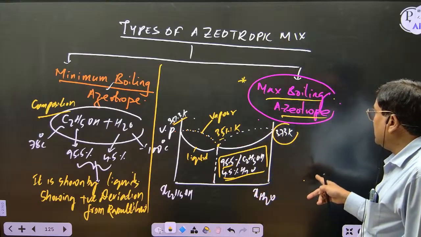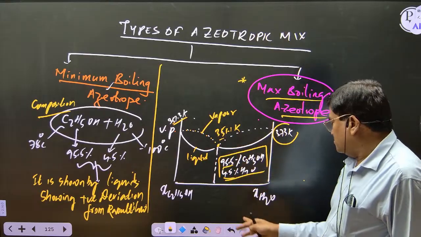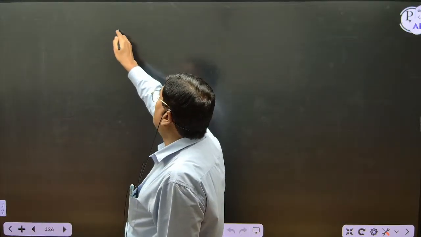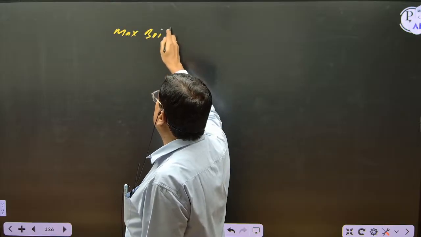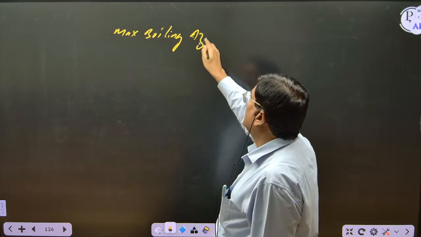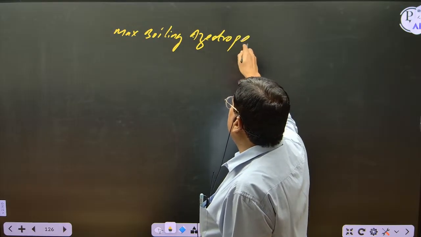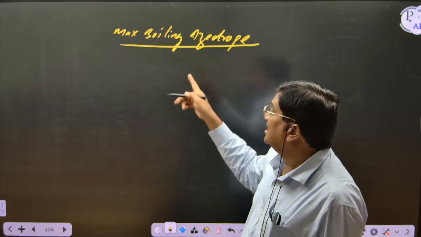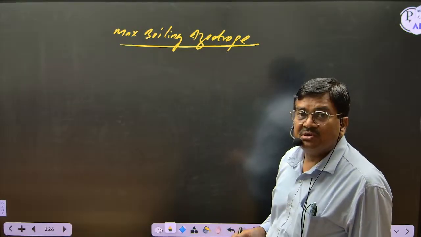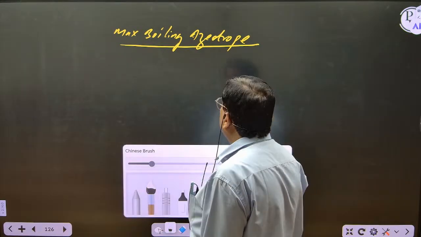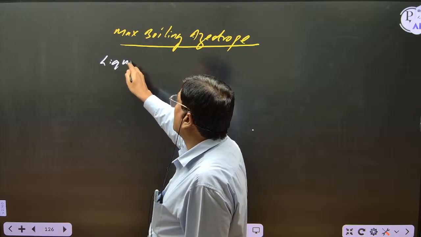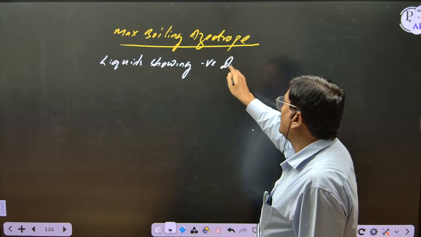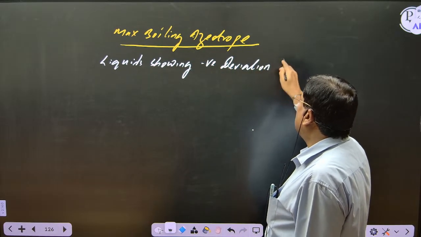So I will write it on the next page. If you have done this, I will move to the next page. Write: negative deviation, maximum boiling azeotrope. Now observe here, all of you. Why are we calling it maximum? Because the liquids showing negative deviation from Raoult's law will show a maximum boiling azeotrope.